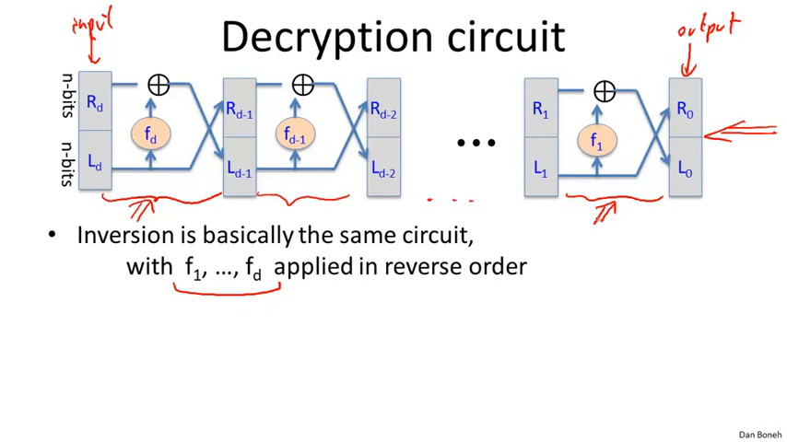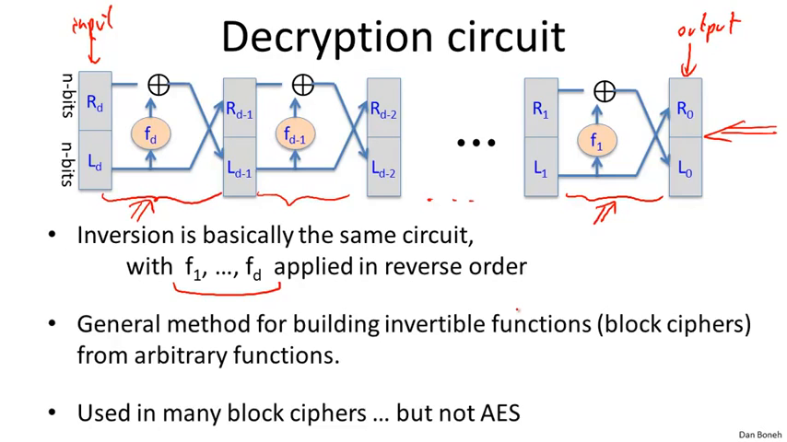For hardware designers, this is very attractive because if you want to save hardware, your encryption hardware is identical to your decryption hardware. So you only have to implement one algorithm and you get both algorithms the same way. The only difference is that the functions are applied in reverse order. So this Feistel mechanism is a general method for building invertible functions from arbitrary functions f1 to fd. And in fact, it's used in many different block ciphers.